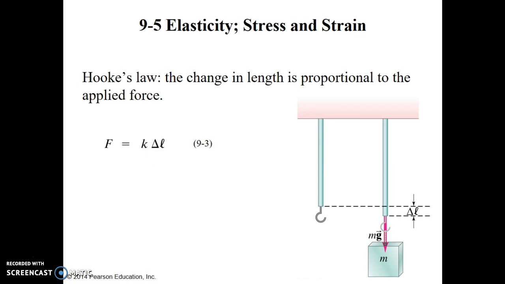We'll talk more about springs in chapter 11. Until then, just know that this k is a property of the material itself. In this case, it would be a property of this rod. How wide is the rod? What's the strength of the rod? And those properties are what we'll define in a second as stress and strain.